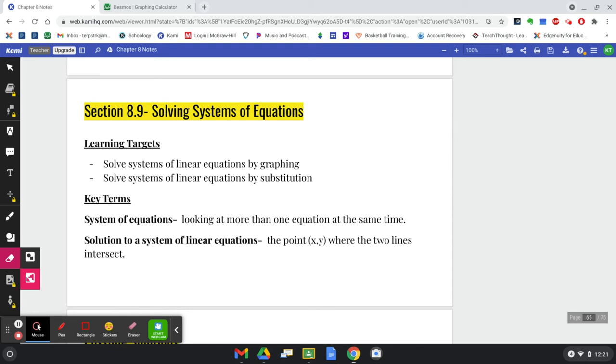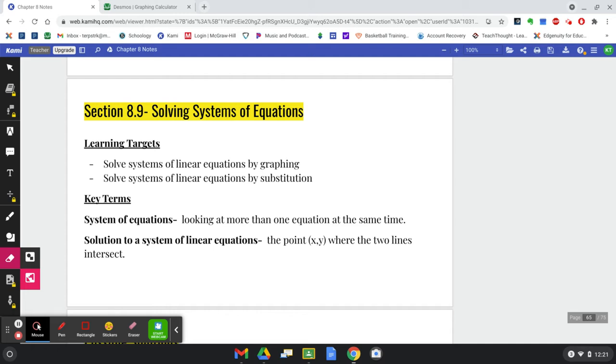All right, today we're going to look at section 8.9, building on the graphing in chapter 8 that we've already learned how to do. Today we're going to look at solving systems of equations through graphing. What we're really finding is, when two lines intersect, what's that one point that they have in common?